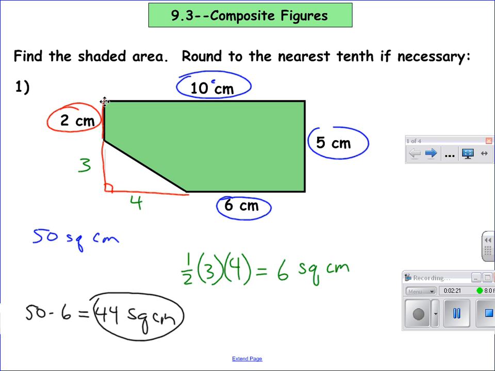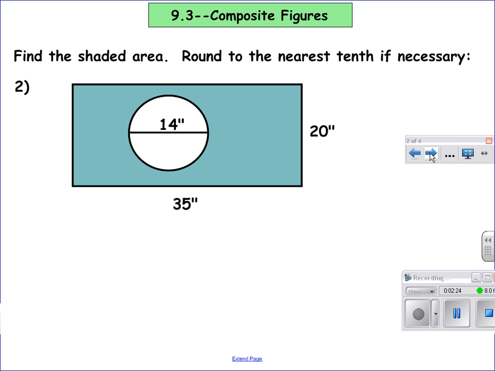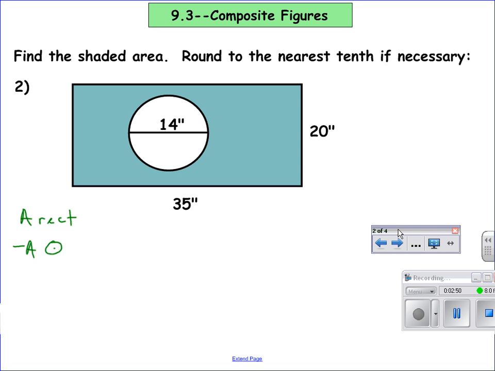Okay, here we go. Let's try another one. This one I've got a circle inside a rectangle. Find the area of the shaded region. So basically, looks like my strategy to start is going to be take the area of the rectangle and subtract the area of the circle. Okay, so if I can find the area of the rectangle and the area of a circle, which you can all do, you're going to be successful here. Let's find the area of the rectangle. 20 times 35. Grand total of 700. So 700 goes here.